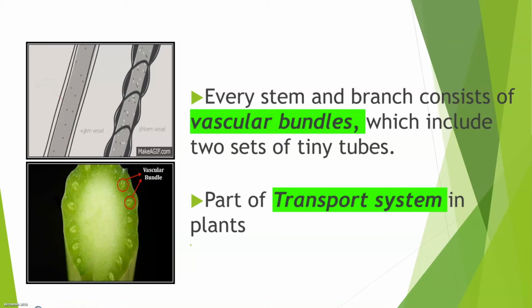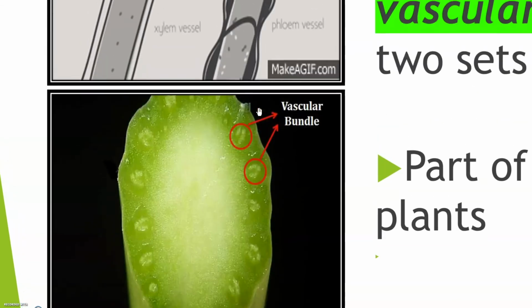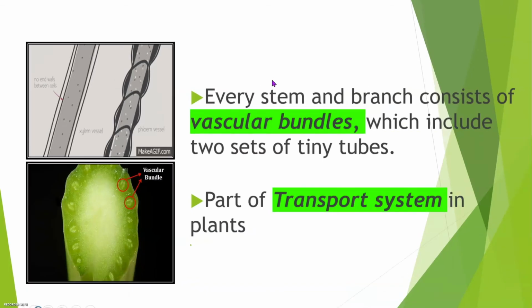There are other types of vascular bundles, but for our example, we are using a ring type of vascular bundles, which, as you can see, is circled. If we look closely, these are the vascular bundles. Inside a vascular bundle, there are two sets of tiny tubes. So these are the two sets of tiny tubes. We will talk about that later on our next slide.